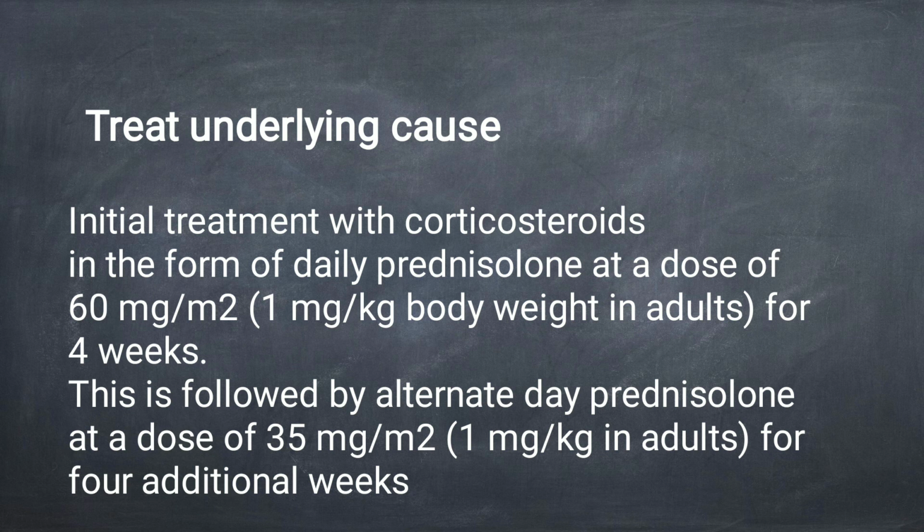Now the most common cause, as I said, is minimal change disease, which is mostly in children. So initially we give corticosteroid therapy with prednisolone 60 mg per meter square daily for 4 to 6 weeks. After that, it is followed by an alternate day dose of prednisolone 35 mg per meter square for 4 additional weeks. If there is relapse, not all patients necessarily respond to steroid, right? So if there's relapse, you can go for cyclophosphamide for 8 to 12 weeks with concomitant prednisolone.